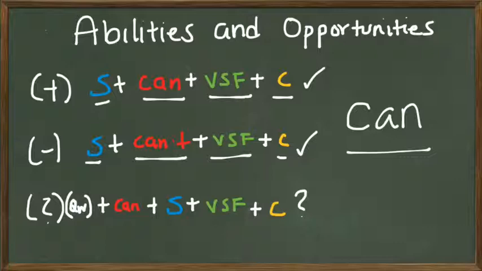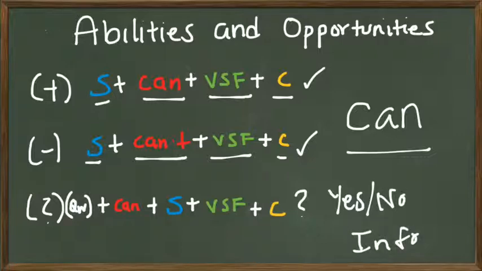Finally, for the question, remember there are two types of questions, the yes/no questions, and the information questions. For the yes/no questions, we have can, subject, verb in simple form, and our complement if necessary. And for the information questions, we have a question word that can be what, who, where, when, etc. And then we follow the same formula: can, subject, verb in simple form, and our complement if necessary.